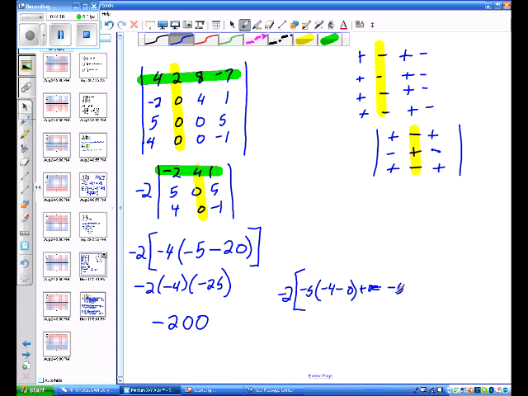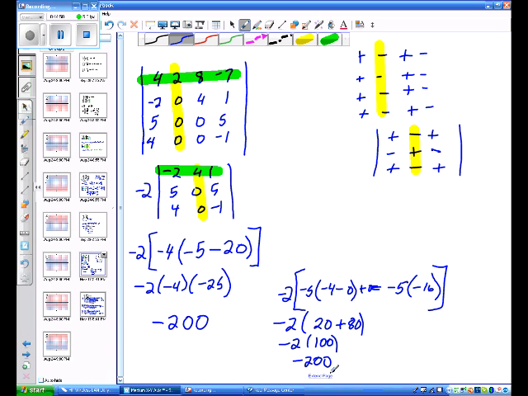And then a minus 5 times, we're going to leave out this row and this column, so that would be 0 minus 16. So we have negative 2 times negative 5 times negative 4 is 20. Negative 5 times negative 16 would be a plus 80. So negative 2 times 100, which is negative 200. So we get the same answer, we just had to do a little bit more work.